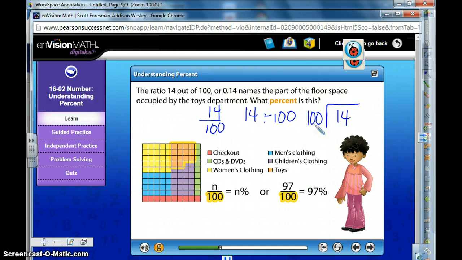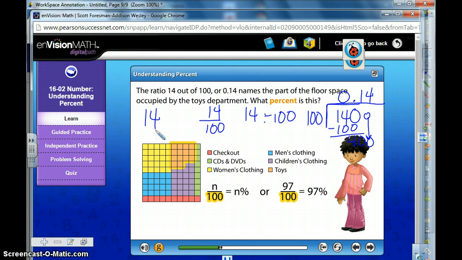Now, we can do this long division. 100 does not go into 14. It goes in there 0 times, so put a decimal and put a 0. Now 100 goes into 14 one time. Minus 100 equals 40. Bring down another 0. 100 goes into 400 4 times. 0.14.